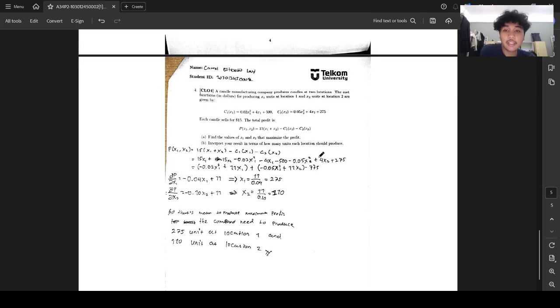Okay, now we're heading to the last problem. So the last problem, I'm gonna read it first. A candle manufacturing company produced the candle at two locations. The cost function in dollars for producing x1 units at location 1 and x2 units at location 2 is given by this formula. Each candle sells for the price of the total profit. So here's gonna be the profit. So here we're gonna find, first, the values of x1 and x2 that maximize the profit, and b, we're gonna interpret the result in terms of how many units will be produced at which locations.